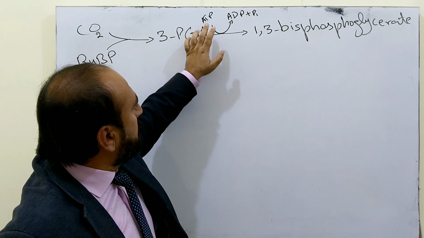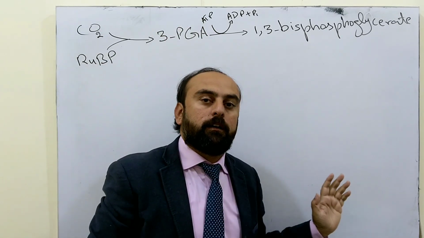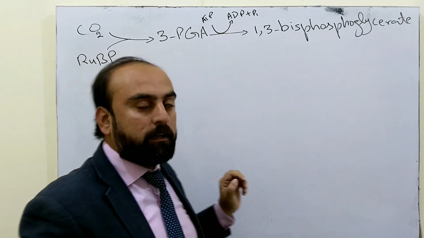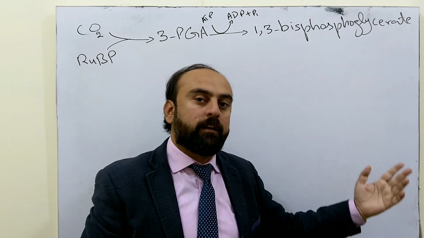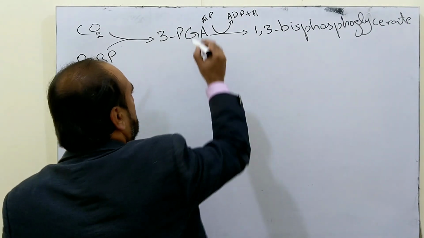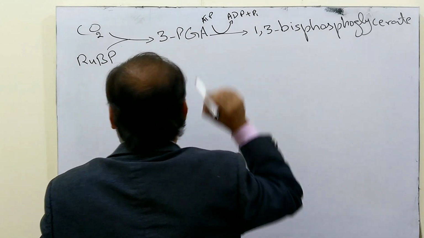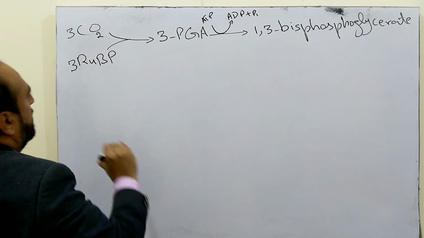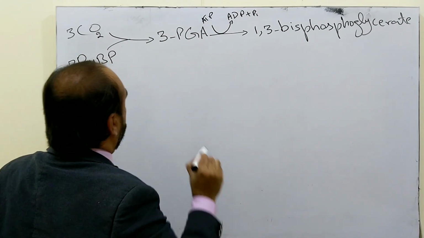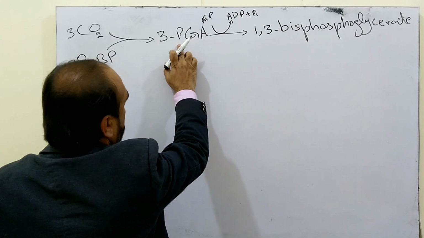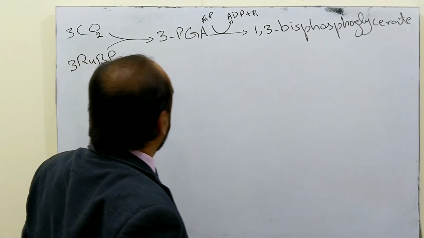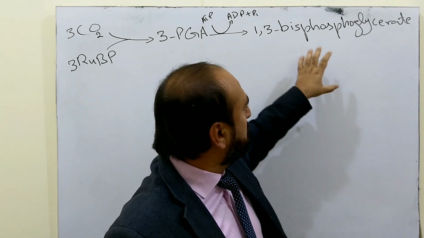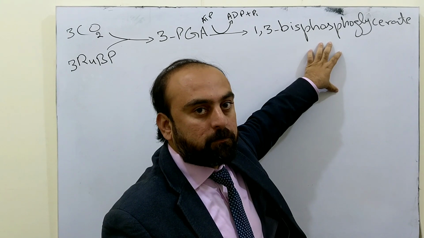So where does this ATP come from? From light reaction. And where do these ADP go? To light reaction, where it can be used to generate more ATP. So let's consider that 3 molecules of carbon dioxide are added to 3 molecules of RUBP and 6 molecules of phosphoglycerate are produced, which are phosphorylated to 6 molecules of 1,3-bisphosphoglycerate.